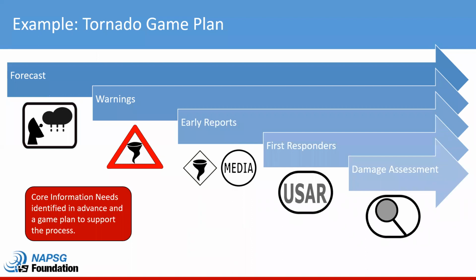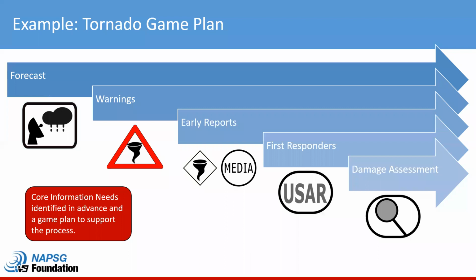So let's jump into a little bit of an example, maybe through a hypothesis. If the information needed to make decisions, core info needs, are identified in advance, then our tools can be designed in advance. And if our tools are designed in advance, then decisions will be made more effectively, leading to a more positive outcome for survivors, as we discussed before. Here's a graphical example of a tornado geospatial game plan.